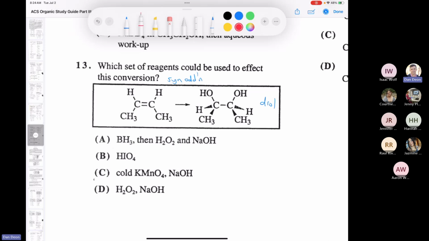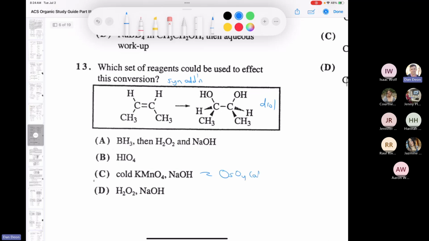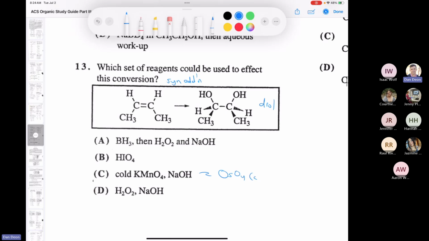We were used to using maybe more of the osmium tetroxide in a catalytic amount with NMO, right? That's totally fine. But cold potassium permanganate works well. What the textbook tells you is that it's just a very strong oxidizing agent, but there's nothing wrong with it, especially in a situation like this where there's nothing else to oxidize. So I would say it's totally safe to do this reaction.